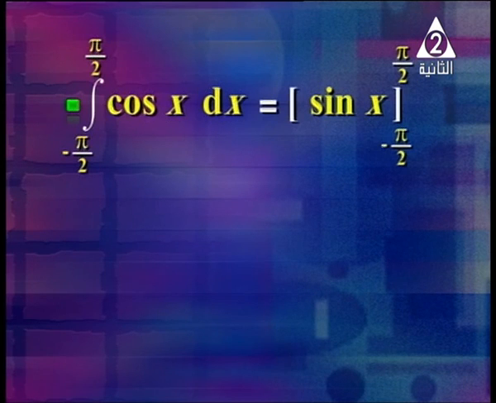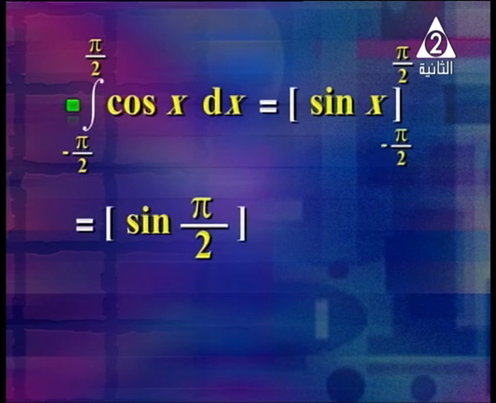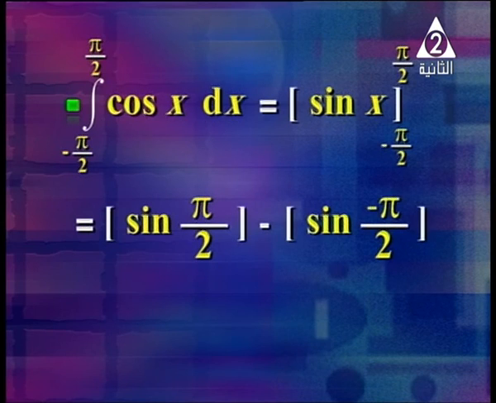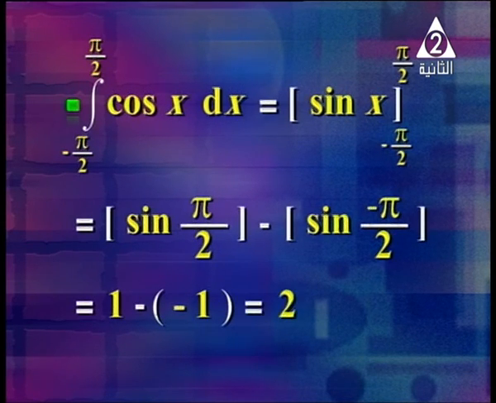Integration of cosine x dx from negative pi over 2 to pi over 2. What is the integration of cosine? Sine x, from negative pi over 2 to pi over 2. By substitution, x equals pi over 2: sine of pi over 2, sine 90, minus sine of negative 90. The answer is 1 minus negative 1, which equals 2.